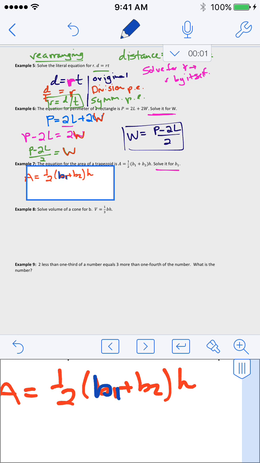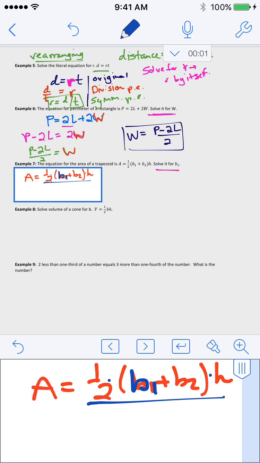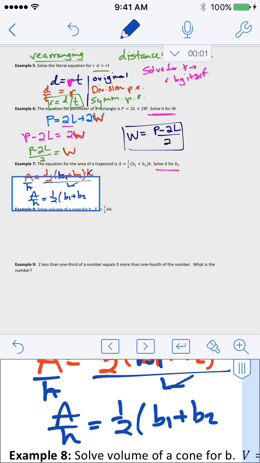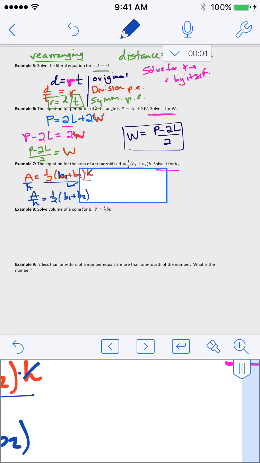That may actually be more complicated than some other stuff. Remember here that you have multiplication, multiplication. So I can get rid of these multiplications through division. I'm going to start with the H. So I'm going to move the H over. Divide by H. Divide by H. I end up with A over H is equal to 1/2 B1 plus B2. Because H was pretty far away from that variable. I wanted to start with something that was very far away from that variable.